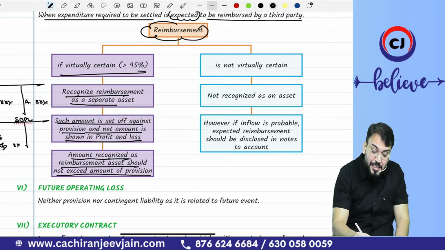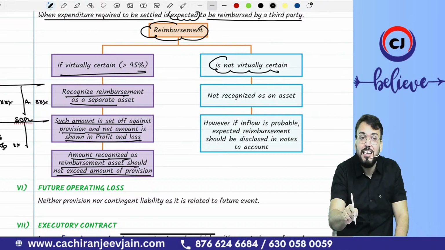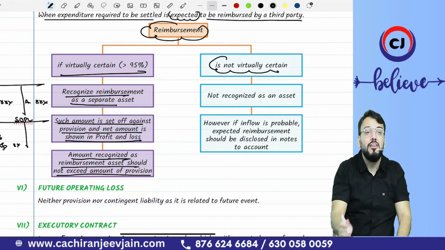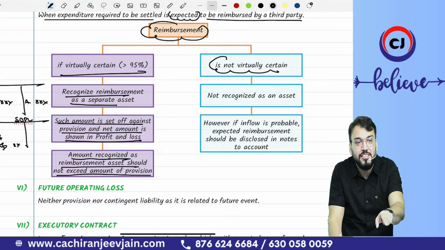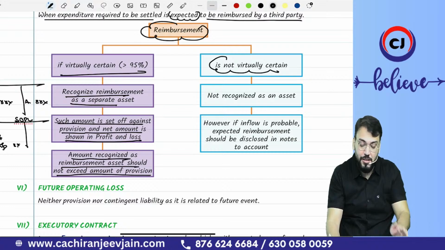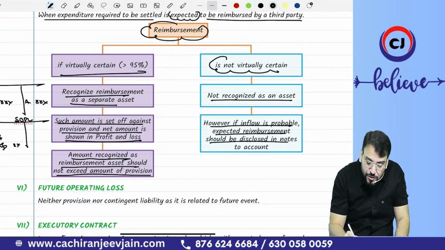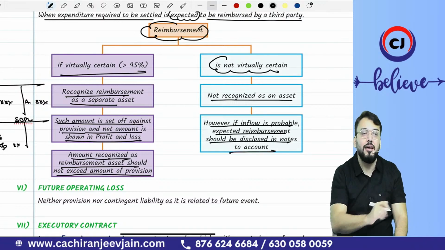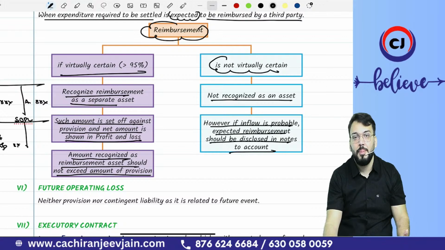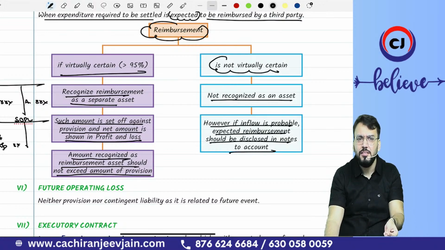Then, if it is not virtually certain, it will be probable. If probable, then disclose it as a contingent asset. If not probable, no treatment. That is all, so it is not recognized as an asset. However, if the inflow is probable, the expected reimbursement should be disclosed in the notes to accounts. Easy. Topic is very easy.